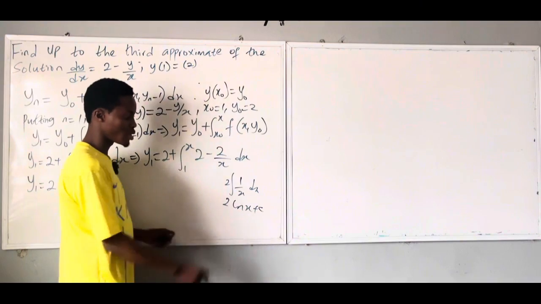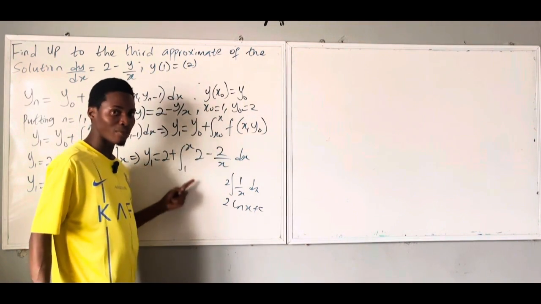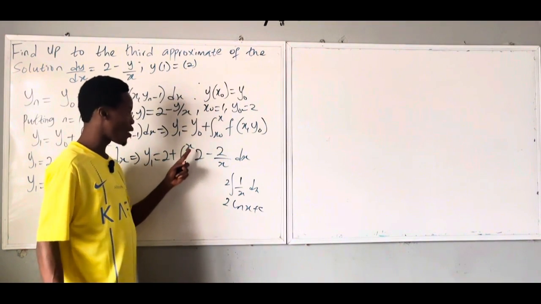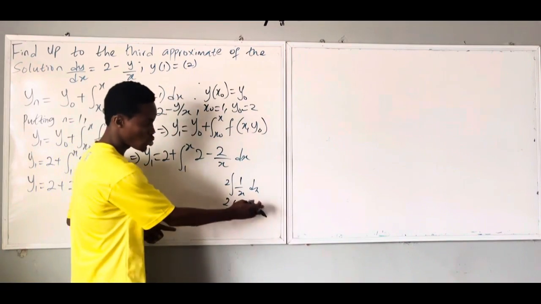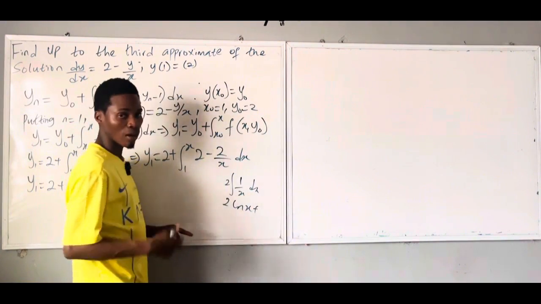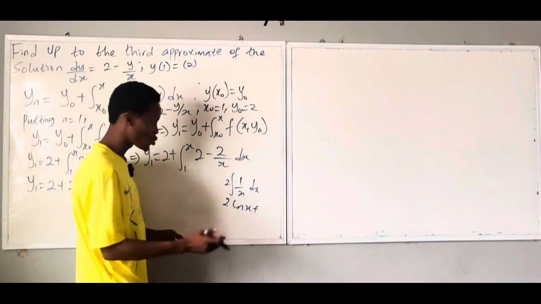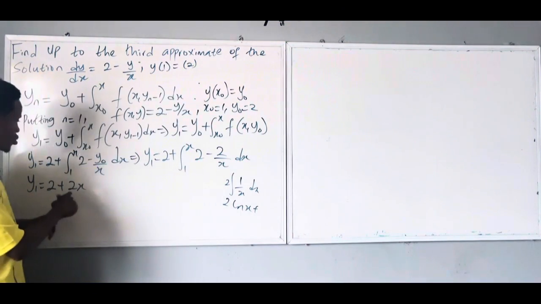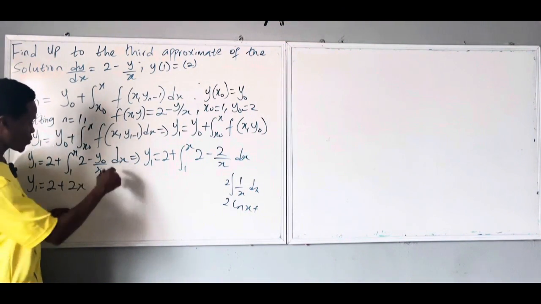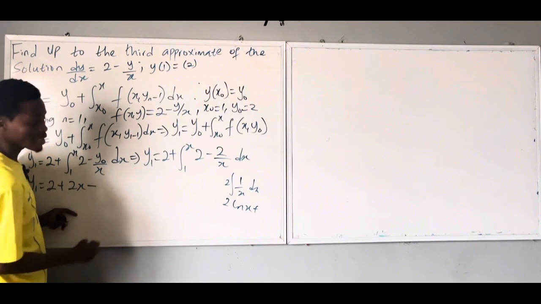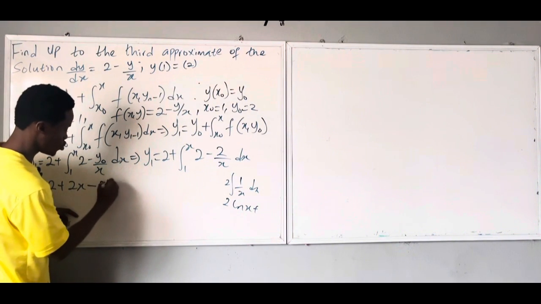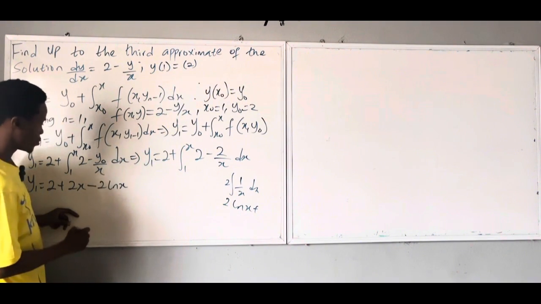But here it is a definite integral where we have our upper bound and lower bound. So we're not going to have c. I'm going to have 2 ln x from 1 to x. So for me, I'm going to have 2 plus 2x minus, so if I integrate 2 over x, I have minus 2 ln x.